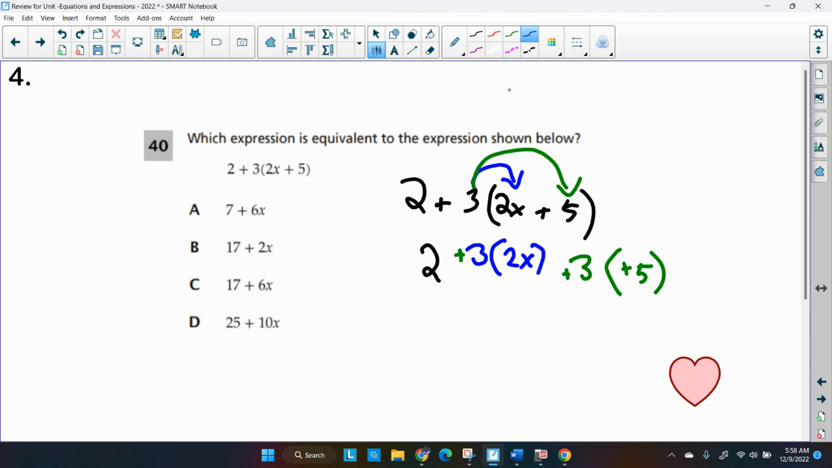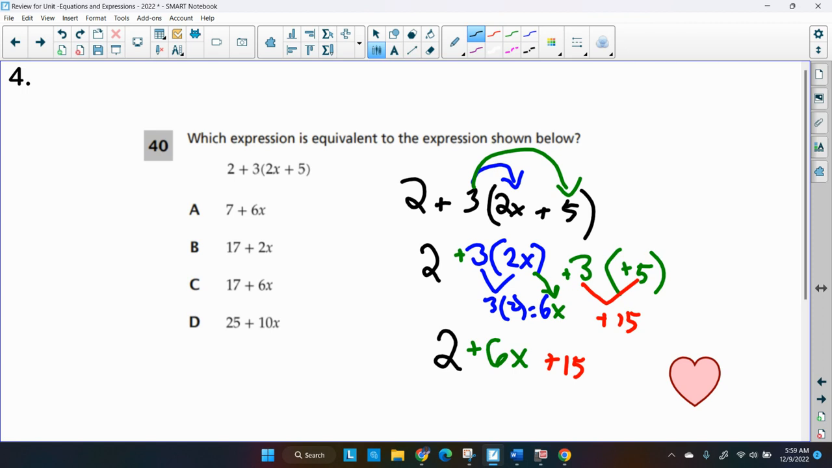So let's deal with the plus 3 times the 2x. So 3 times 2, I got to multiply. That'll give me the 6. And don't forget, Dr. Rob, bring down that little x. So far I got 6x or plus 6x. Let's keep going with the next part. We got plus 3 times 5 is plus 15. So I got a plus 15 there. Dr. Rob, don't forget you got a 2 in the front.